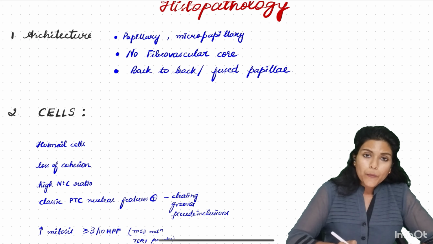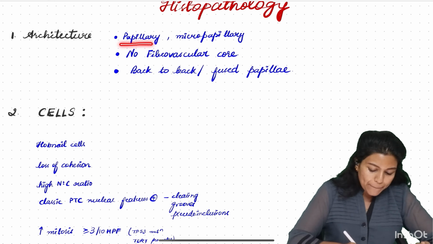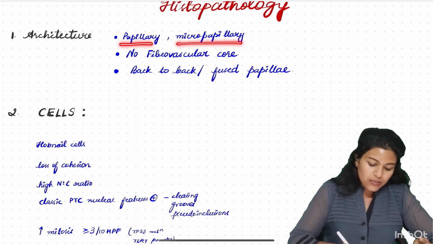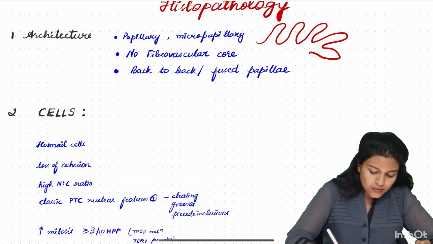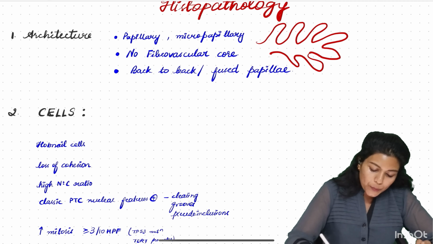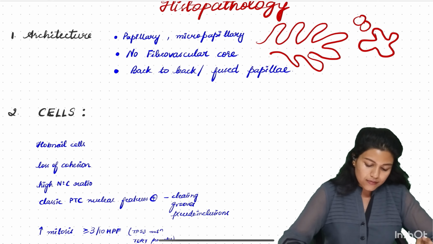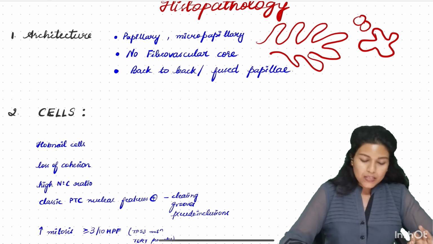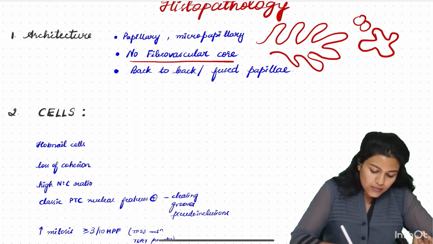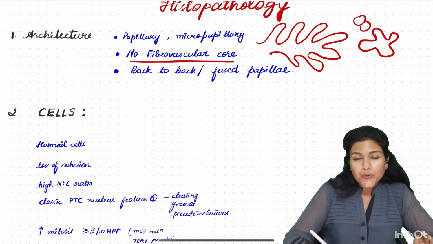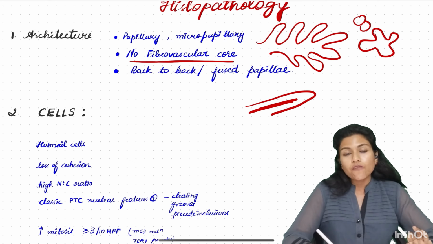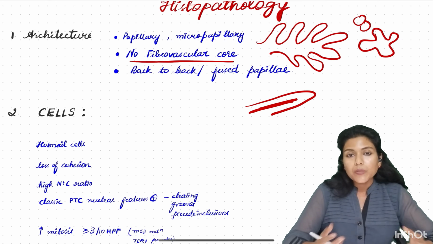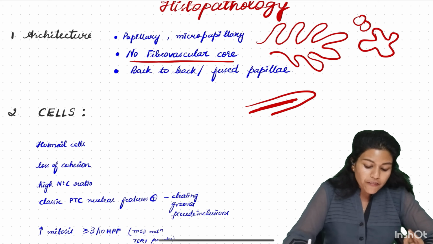Coming to the architecture of the Hobnail PTC, it gives a typical papillary or micropapillary architecture. Papillary are finger-like projections, and they can form micropapillary clusters like this. So these are the papillary and micropapillary architecture, and there's no fibrovascular core. Usually a true papilla shall have a fibrovascular core. It consists of fibrous tissue admixed with blood vessels. Here, there's no fibrovascular core.